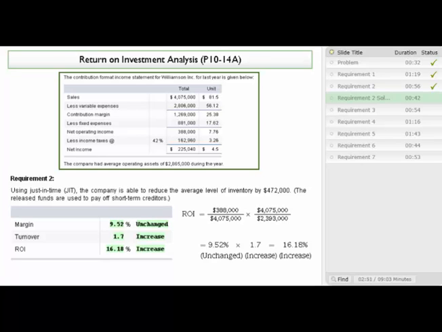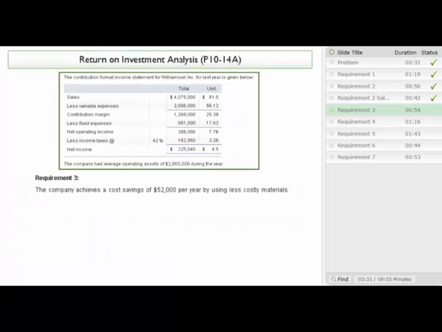Okay, well, given that we're able to reduce inventory by $472,000, what we see is that there is no change in terms of the margin. So there's no income statement impact. But in terms of turnover, given that we have the same sales and then a lower investment in average operating assets, we see that the turnover increases to 1.7. So as a result of multiplying an unchanged margin by an increased turnover, ROI increases to 16.18%.